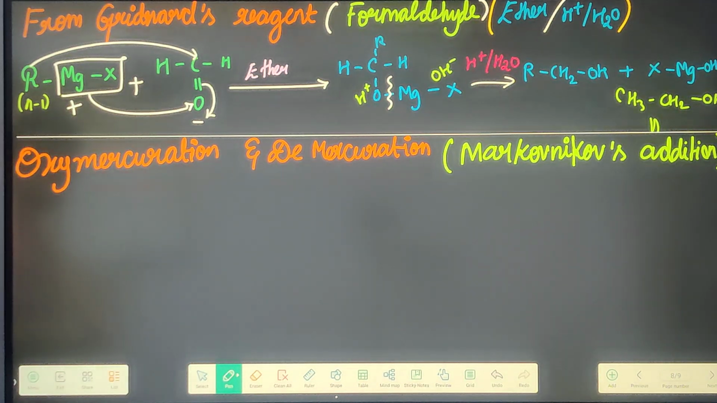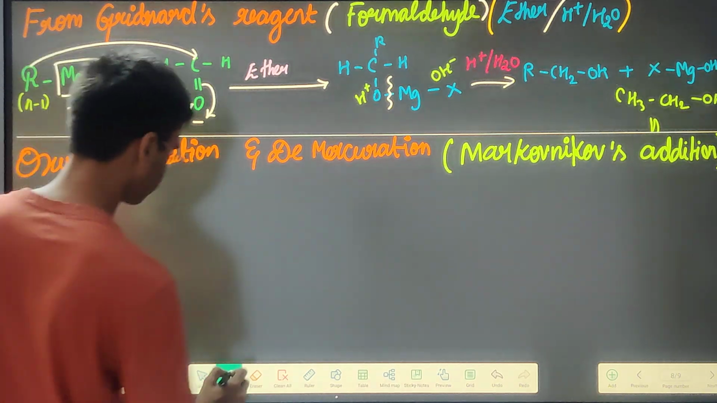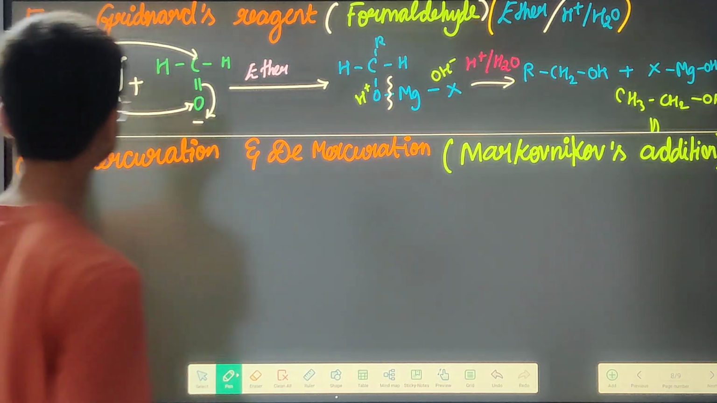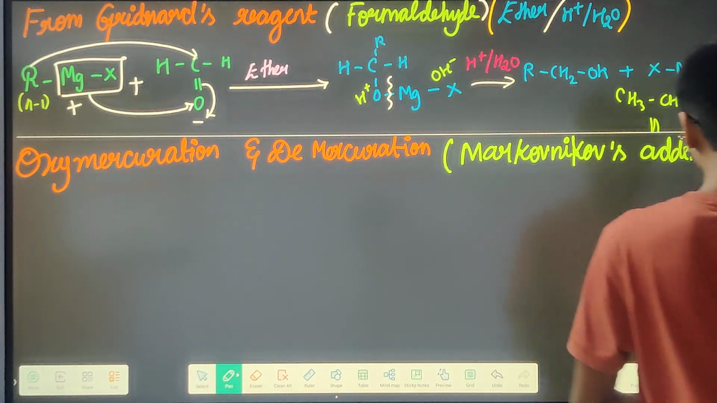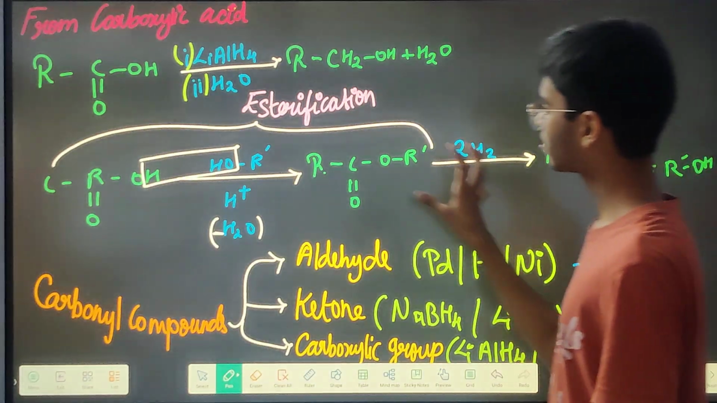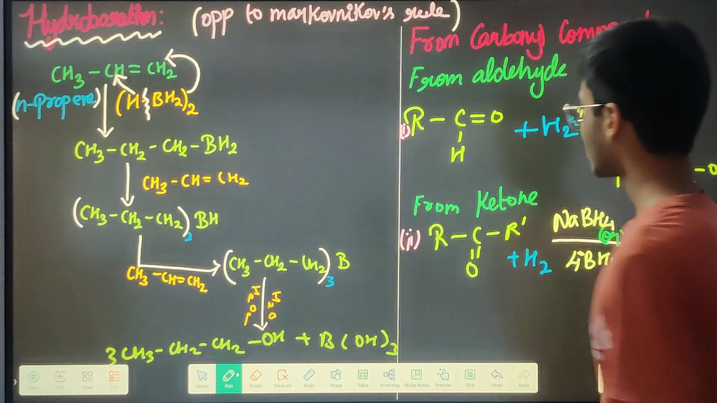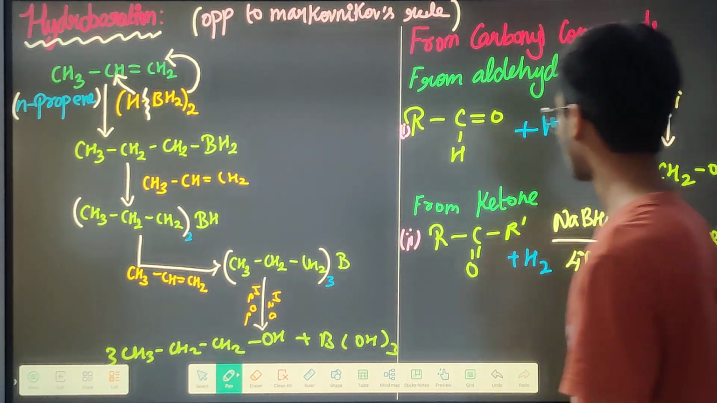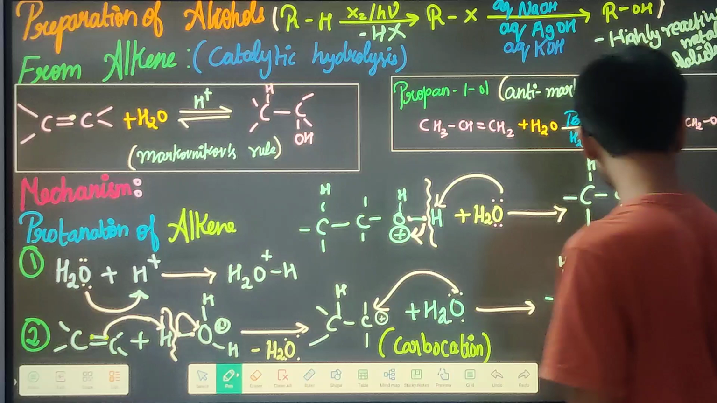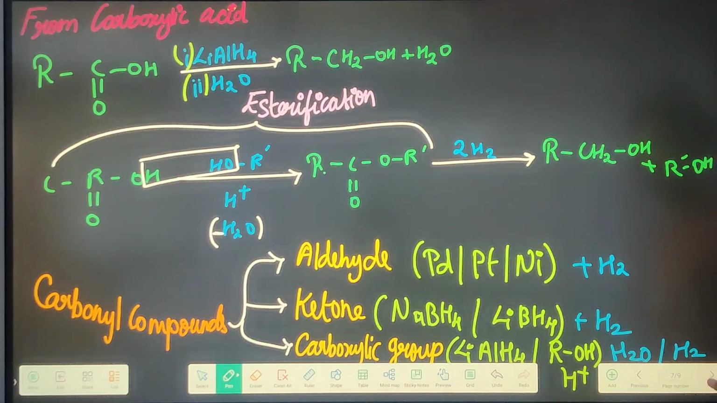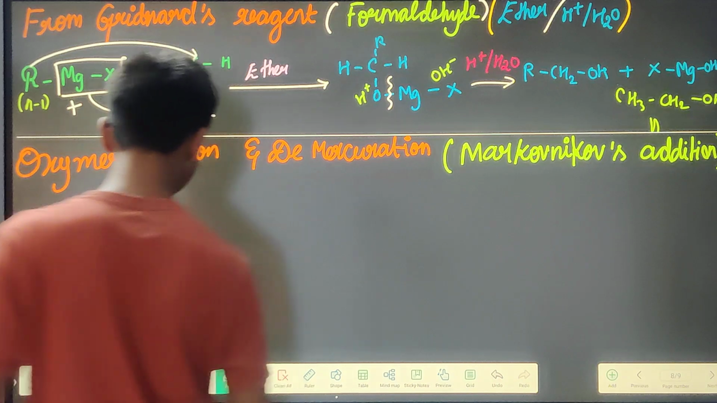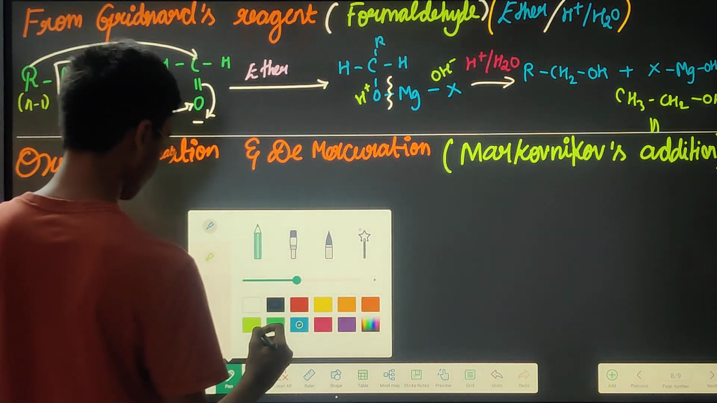You are actually forming alcohol. Till now, from Grignard's reagent you did, and from different compounds you did. Here, from alkene only you did. Yes, alkene. This is also from alkene only. In that, one subdivision is oxymercuration and then demercuration.